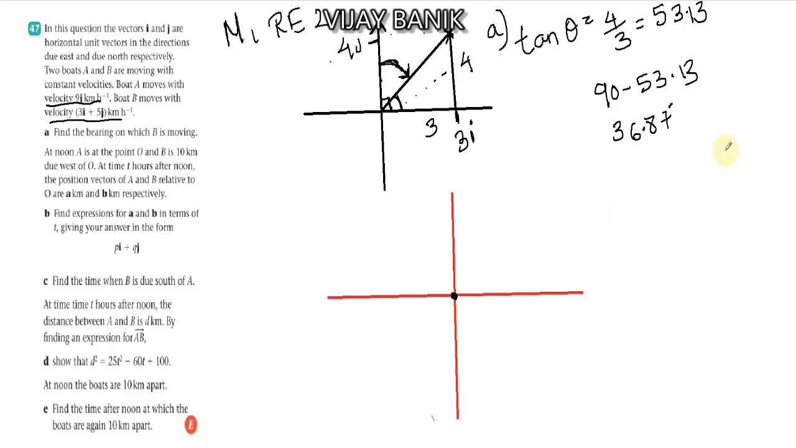This is east. You know, right side is east, left side is west. Okay, up is north, down is south. So now, minus 10i. So this is where B is. B is somewhere over here, A is somewhere over here. So this is where boat A is, and this is where boat B is. Okay, boat B.